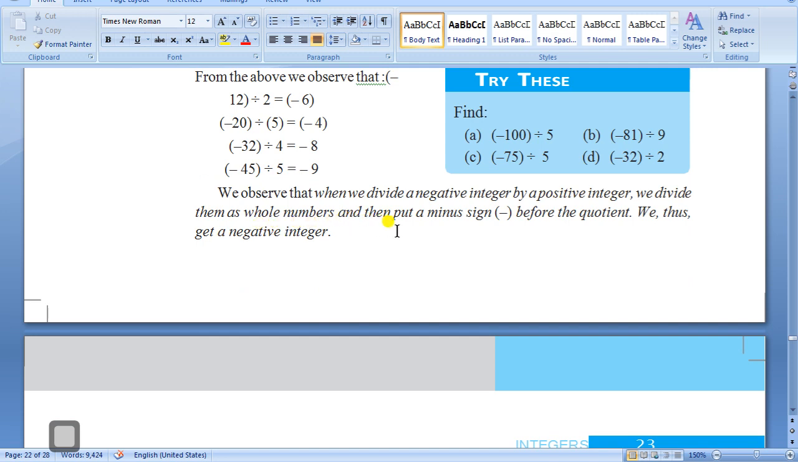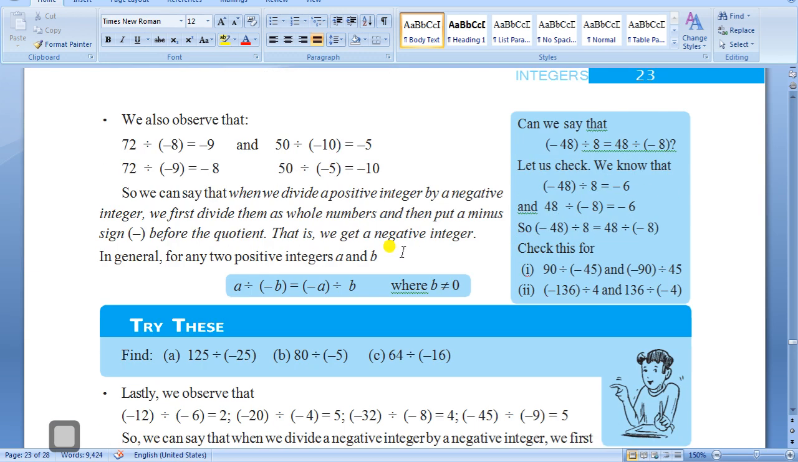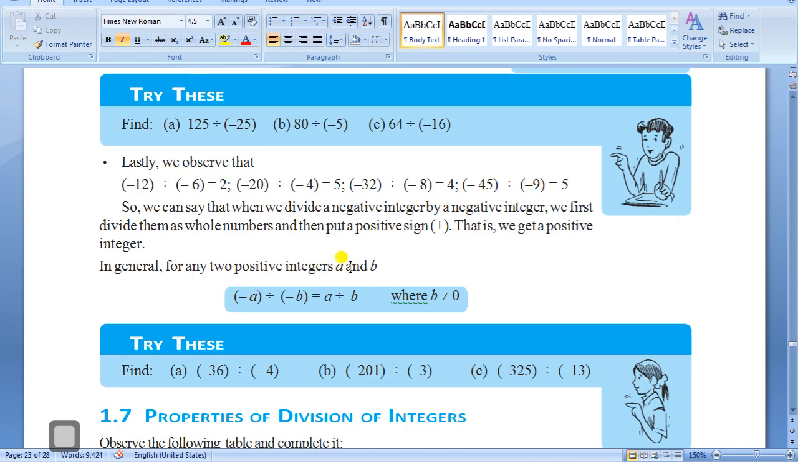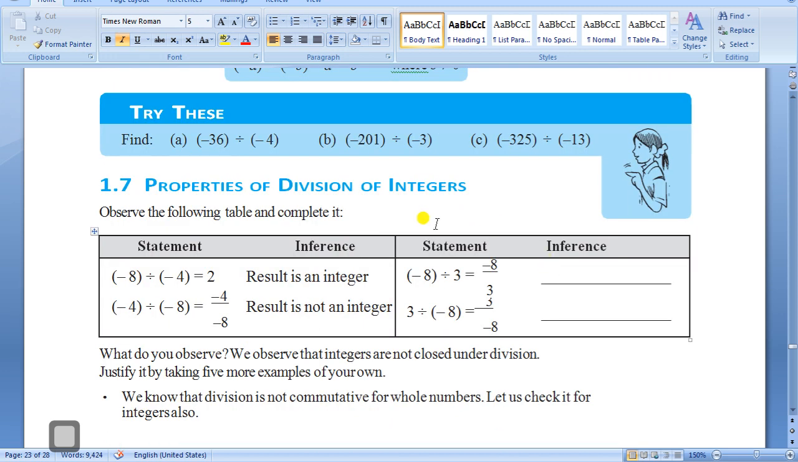In this way you can find all the examples also. We observe that when we divide a negative integer by a positive integer, we divide them as whole numbers and then put a minus sign before the quotient. We thus get a negative integer, right? In this way you can say a divided by minus b is equal to minus a divided by b, where b is not equal to 0, right? And we'll find all these things. So in general, for any two positive integers a and b, minus a divided by minus b is equal to a divided by b, where b is not equal to 0.